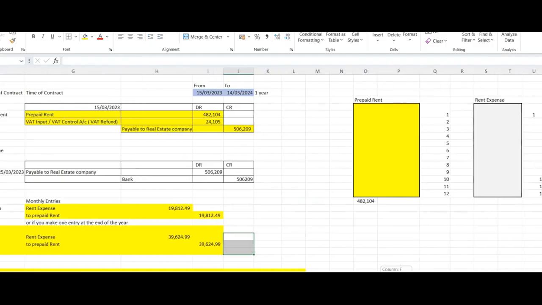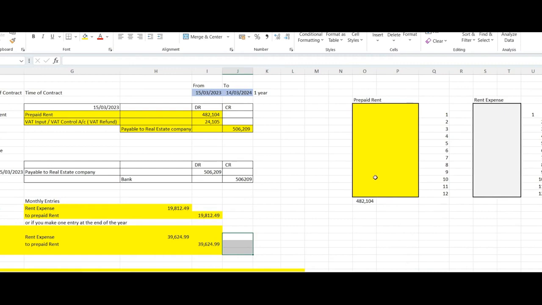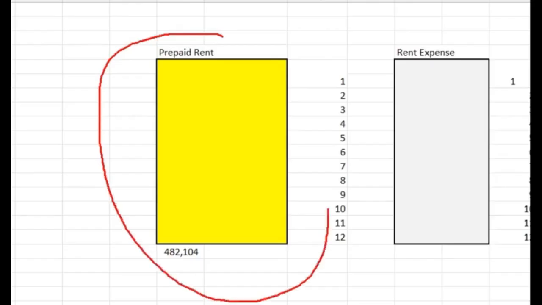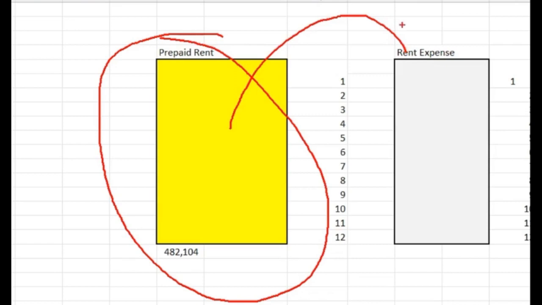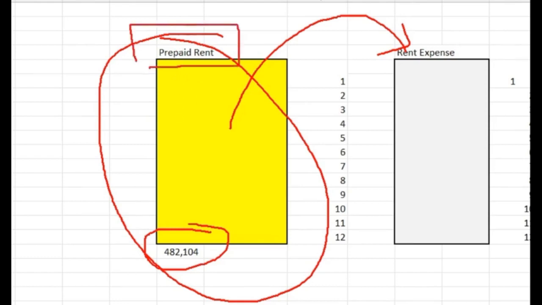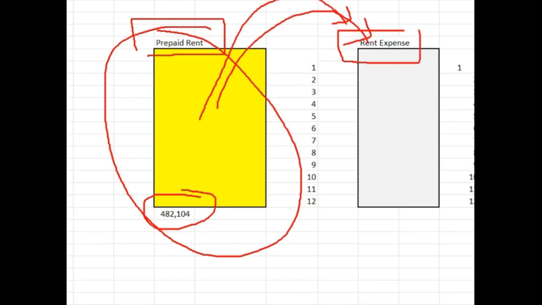So what effectively you are doing is shifting prepaid rent to rent expense. So you are shifting this amount to this amount. If you have two jars, one jar is for prepaid rent, the other is for rent expense, you are shifting this amount to this slowly and gradually until this is finished.